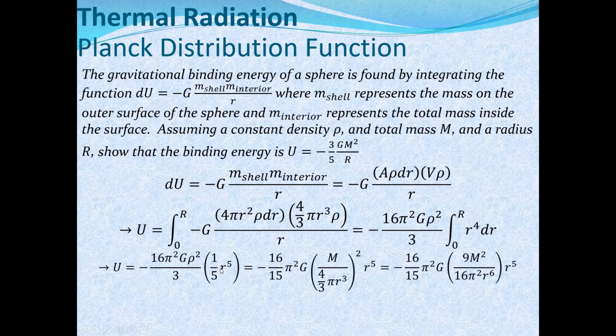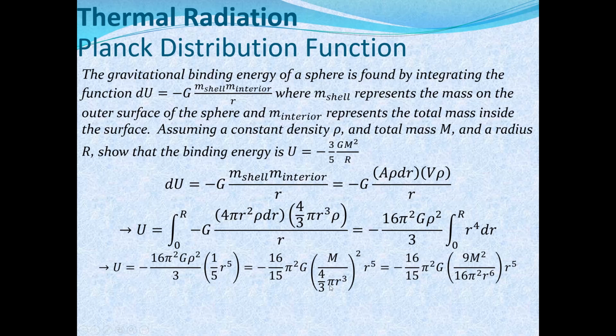From there, that integration is pretty straightforward. It becomes r to the fifth. Now from here, the goal is to take this and bring it back to this solution. For example, we want to replace it with big R and big M somewhere in here, so there's no rho involved. What I can do is replace the rho with this equation, M over 4/3 pi r cubed, because we know that it's mass over volume.